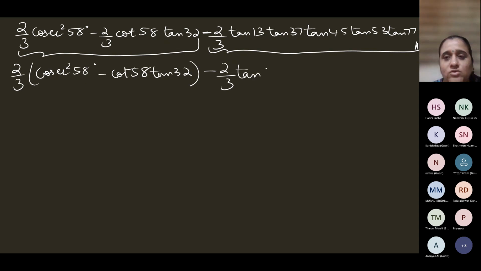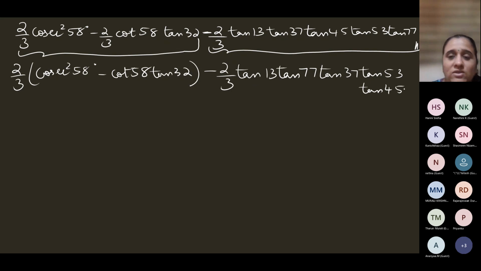So tan 13 goes with tan 77 because 13 plus 77 is 90. Then tan 37 goes with tan 53 because again 37 plus 53 is 90. And tan 45 stands alone. And we can get the value of tan 45 from the table, which is 1. All right, so that's over. The second part is also done.